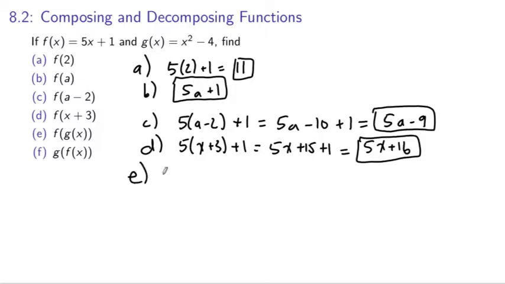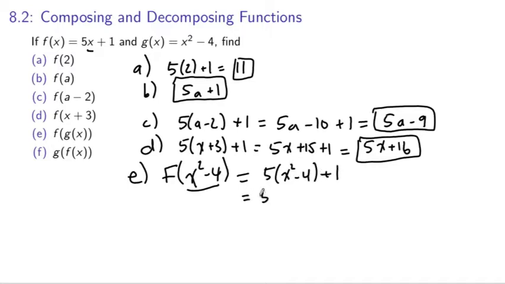E, f of g of x. Okay, so we need to put in f. The input to f is the rule for g, x squared minus 4. Now putting this input into the rule for f, we have 5 times (x squared minus 4) plus 1, which is 5x squared minus 20 plus 1, which is 5x squared minus 19.